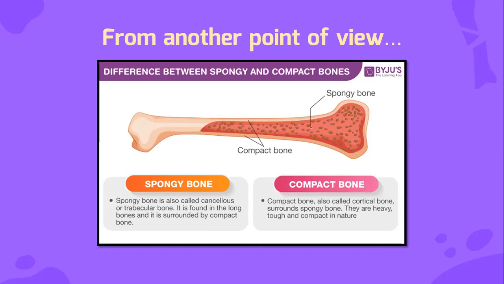The spongy bone is, as you can read, also called cancellous or trabecular bone, and it is found in the long bones and it is surrounded by compact bone. On the other hand, we have the compact bone, which is also called cortical bone. That surrounds the spongy bone, and it is heavy, tough, and compact in nature.